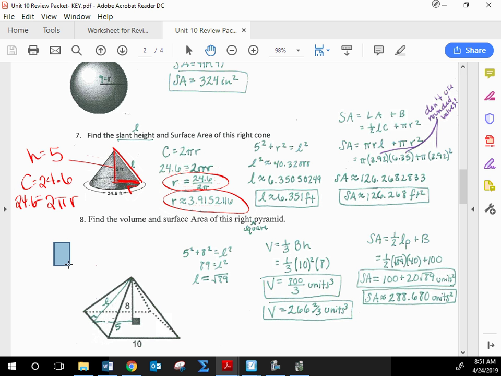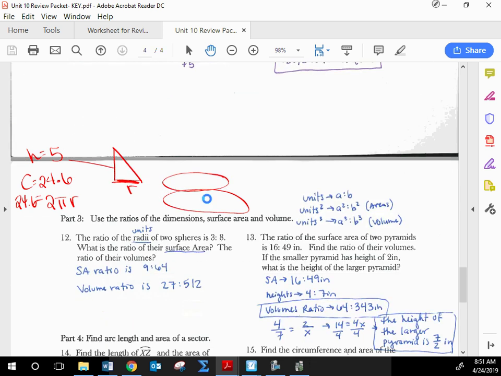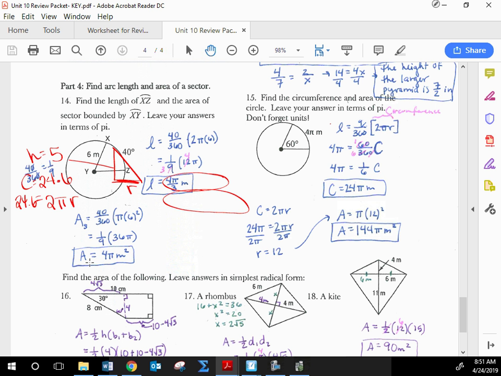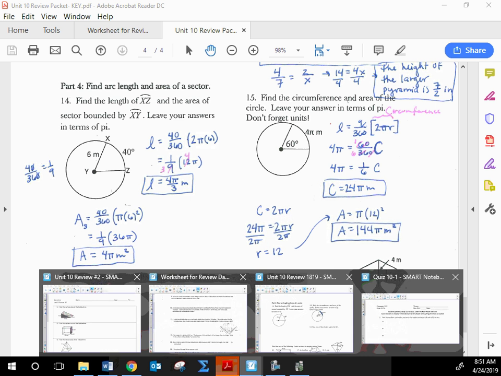Let's go and take a look at 15 next. All right, number 15. I'm glad someone put this up there because we need to look at the part B that was below it. Do we have questions on this first part of finding the circumference and area? No. We're good with that part? Awesome. Let's take a look at that.